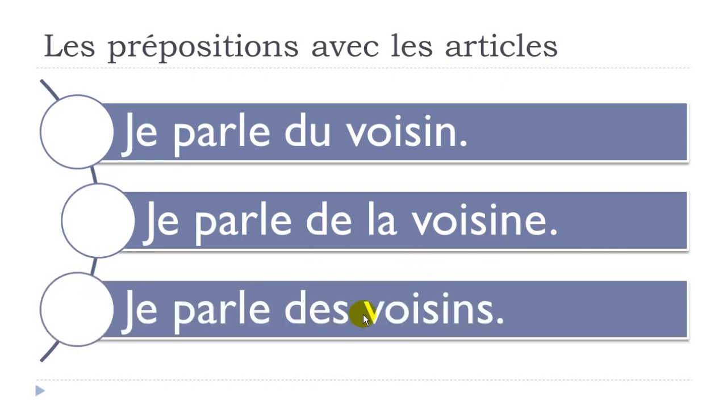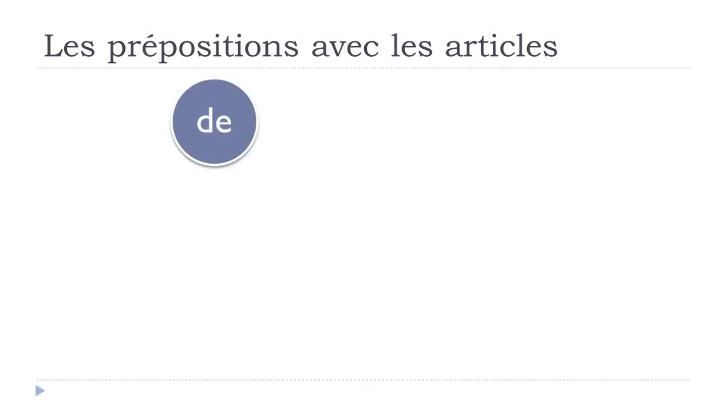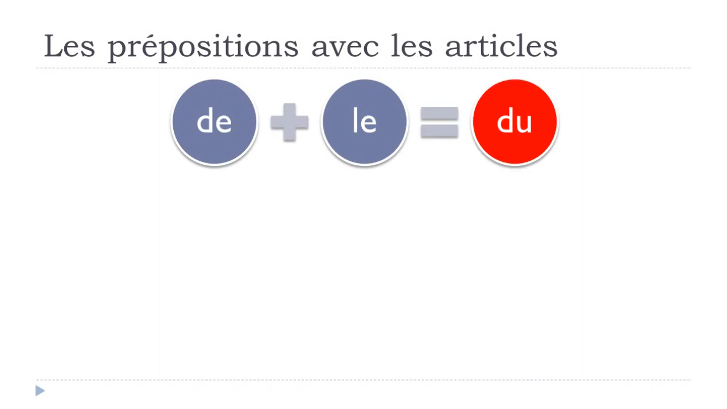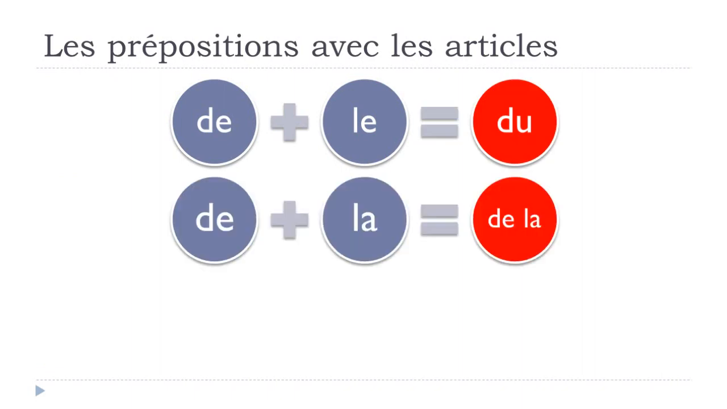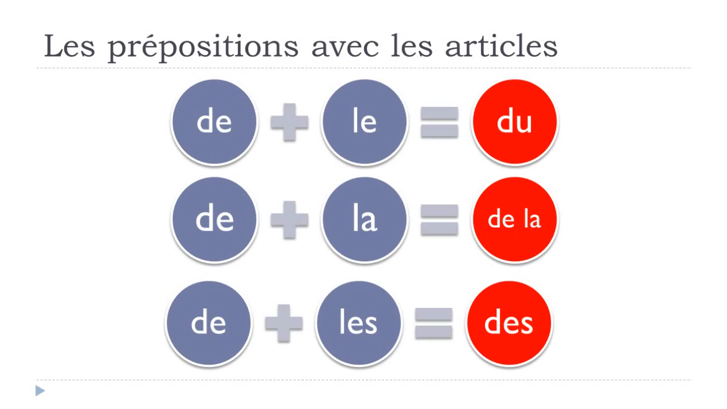And then for the plural, as we had for à, remember, for the masculine singular and the plural, changes will happen. So, je parle des voisins. Here we've got the plural form of voisins, so neighbors. So remember, masculine, du, feminine, de la, and then the plural form. Plural, whether it's masculine or feminine, it will be the same, so, des. So, let's write it like that. De plus le will become du. De plus la will stay the same. Nothing happens. De la. And then de plus les will become des.